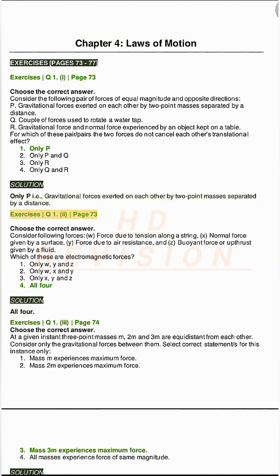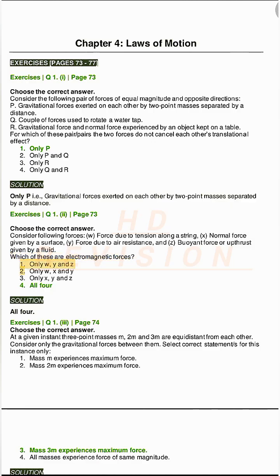Exercises Q1, page 73. Choose the correct answer. Consider the following forces. W. Force due to tension along a string. X. Normal force given by a surface. Y. Force due to air resistance. Z. Buoyant force or upthrust given by a fluid. Which of these are electromagnetic forces?